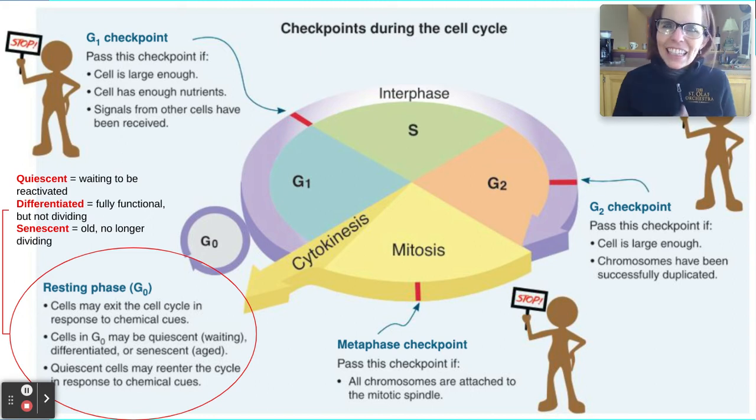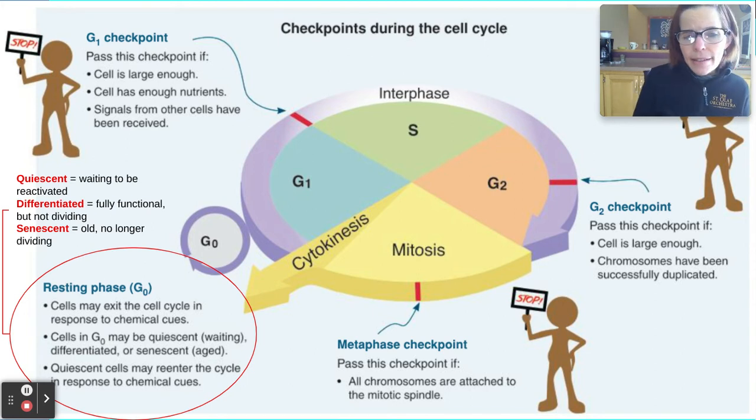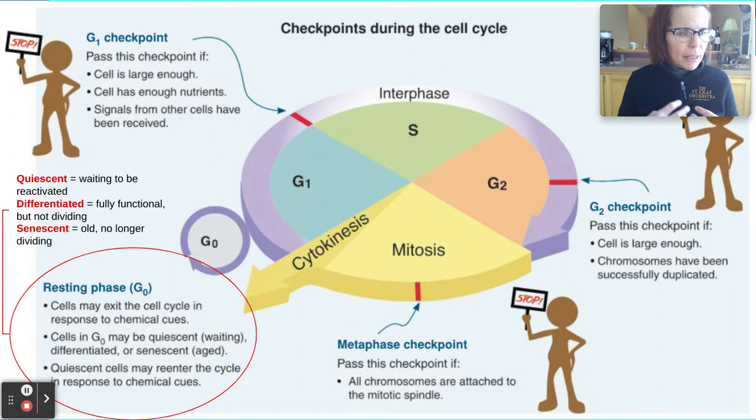Okay, and then the last thing that I really like about this diagram is they're kind of going into G naught and just a little bit of information. And I wrote a few definitions up on the side for you. So when do cells enter G naught? Cells may exit the cell cycle in response to chemical cues, and those chemical cues might be coming from within the cell, which we're going to learn about, or coming from externally from cells that are around them, and that will determine whether they stop dividing.